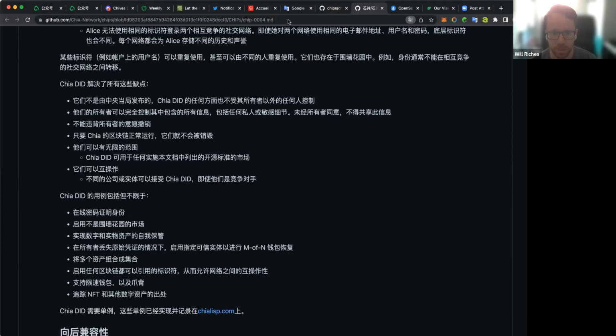But at the moment, because you have other advantages in Chia, like offers, for example, you can do P2P trading of NFTs that are owned by DIDs. So all these features kind of link in together.